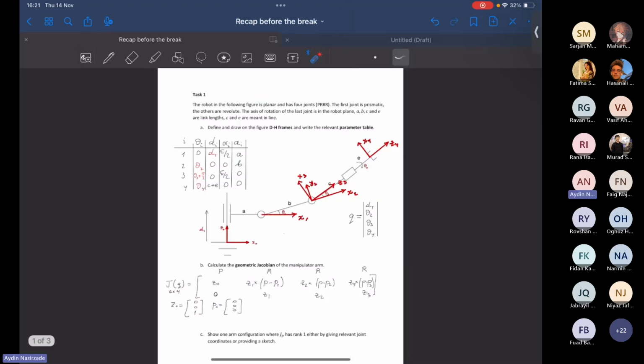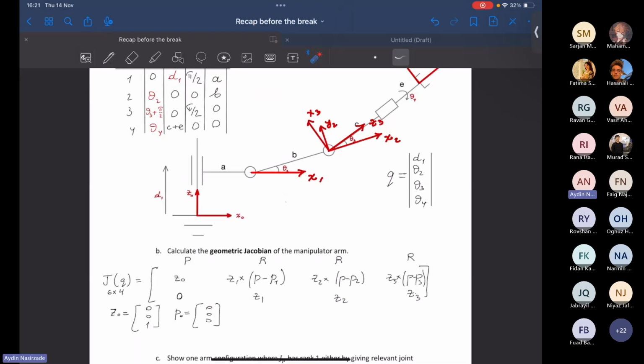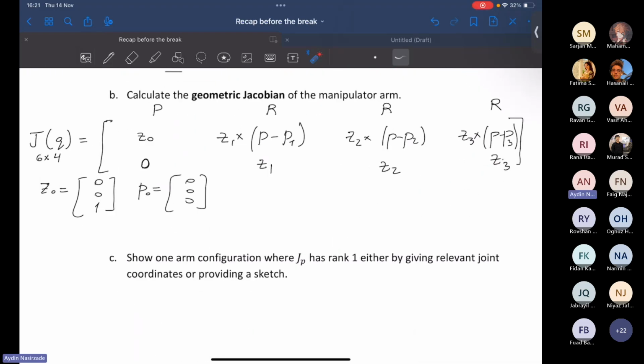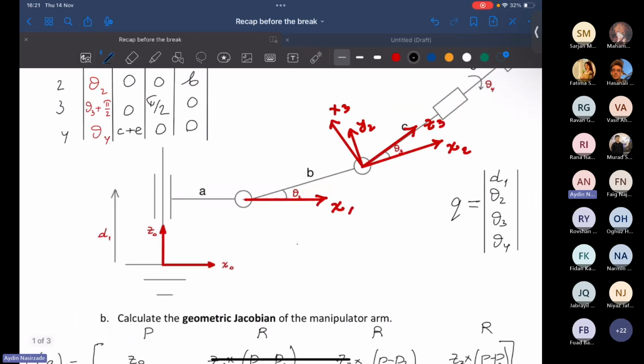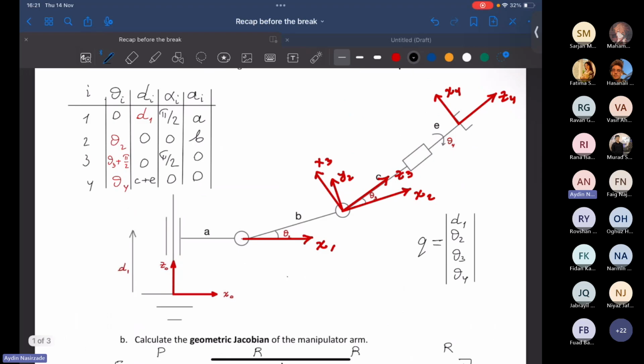Help me. So let's start with z's. What is z1? I'm just so curious how many of you can answer this question. Have a look at this picture and tell me what z1 is.